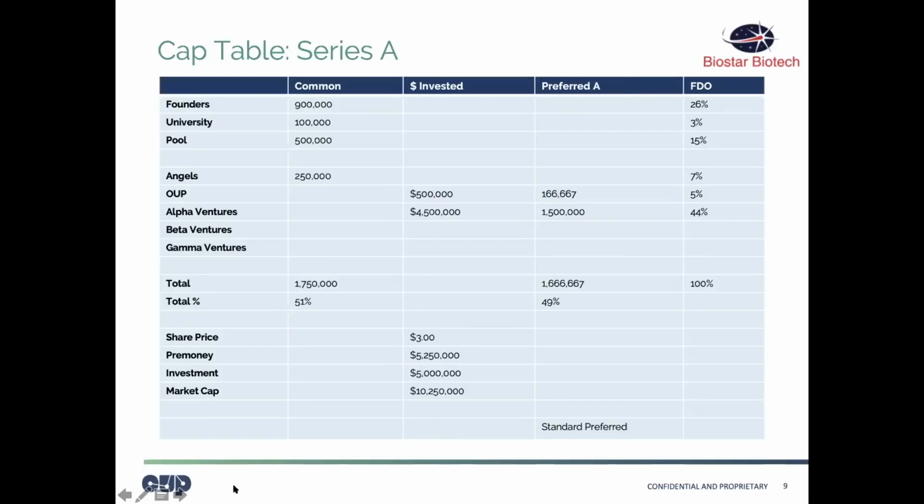The angels here, had this been a more traditional convertible note, would have converted that $100,000 into the Series A at a discount, generally 25%, 20% or so. So they would have bought some shares in the Series A, but for purposes of illustration, we had them buy common stock in the seed round. And these are standard preferred terms. We talked about a single liquidation preference, so you get your invested capital back, and weighted average anti-dilution.